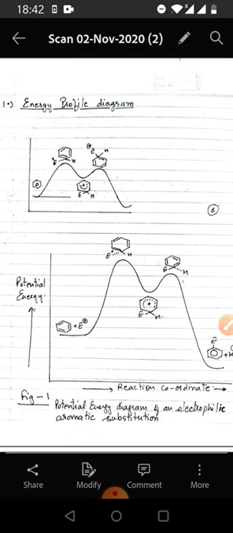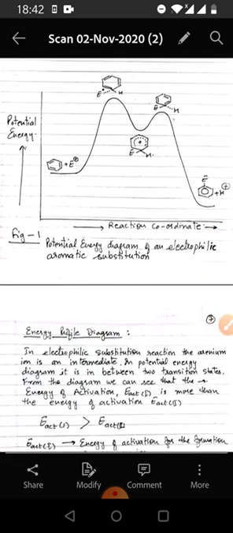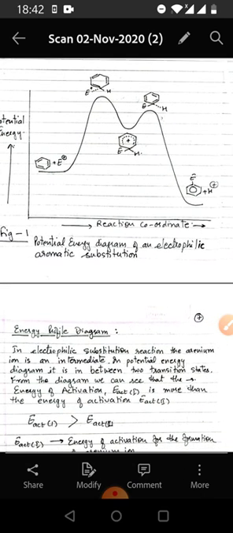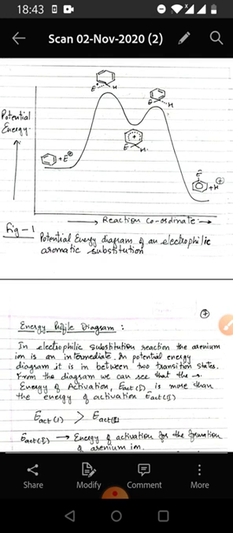So if we see the energy profile diagram, here this is the reaction coordinate, and this is the potential energy axis. So here we see that on the potential energy axis, the energy of the reactant is higher than the product, but in between the energy of the reactant and the product there are 2 humps and 1 valley. These 2 humps represent transition state 1 and transition state 2, and this valley represents the intermediate or the valence intermediate.